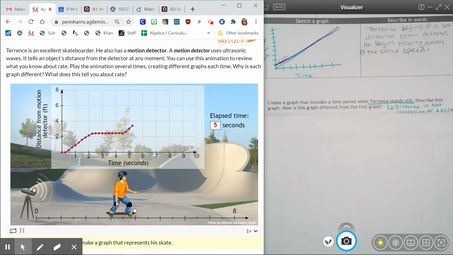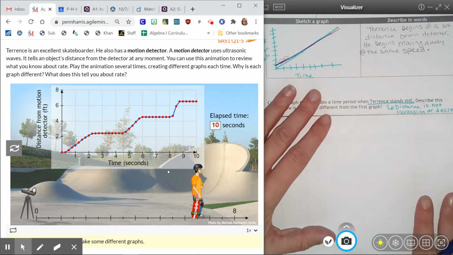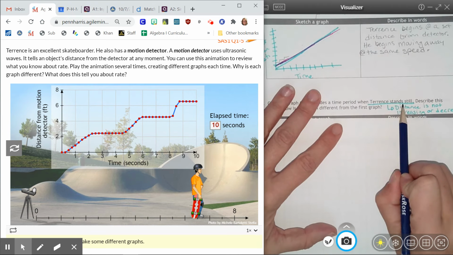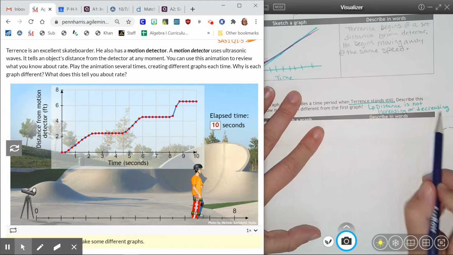And then I'm going to bring him out a little bit further, and then I'm going to hold him still. And then I'm going to bring out further, and then I'm going to hold him still for the rest of the time. Okay, so you can see every time this flattened out here, meaning time continued to go on, but Terrence didn't get further from the motion detector or closer. Okay, so again, I took a note here. When it says that they're standing still, that means that distance is not increasing or decreasing.